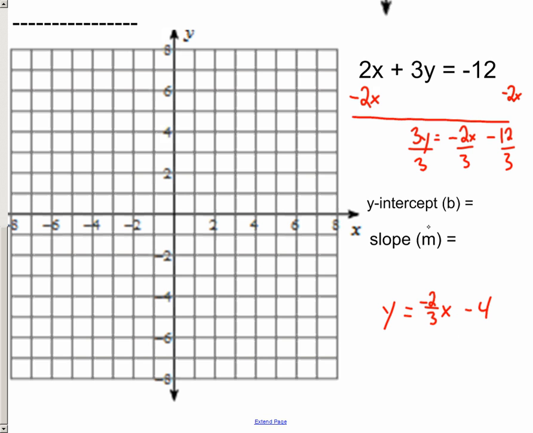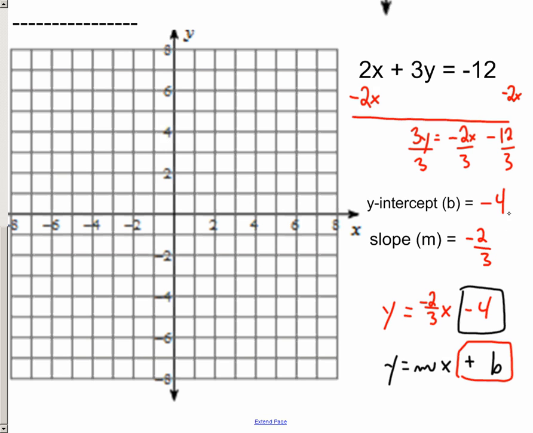So my y-intercept, let's see, that's the same thing as b. It's always written with a plus b, but basically it means whatever is plus or minus after this x term, that's your y-intercept, the b part. So that's what this is. This is the b, that's negative 4. And then my slope is whatever's in front of the x term. In this case, it's negative 2/3. So my y-intercept is at negative 4. I put that right there.